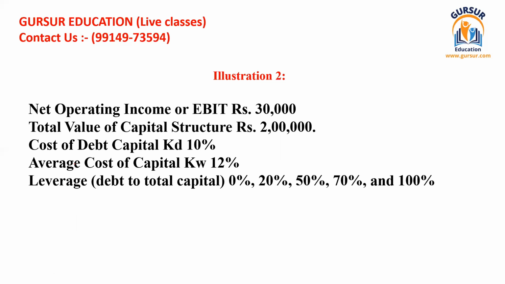So EBIT is 30,000, total value of capital structure is 2 lakh. This is already given to us. Cost of debt is given to us, and overall cost of capital, that is KW, that is 12% already given to us, and the leverage level is 0%, 20, 50, 70, or 100. So this is all the situation. That is what all we have got.